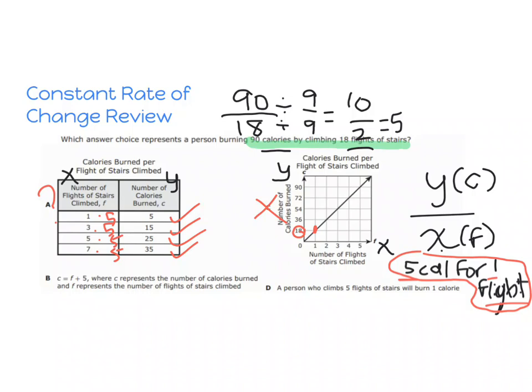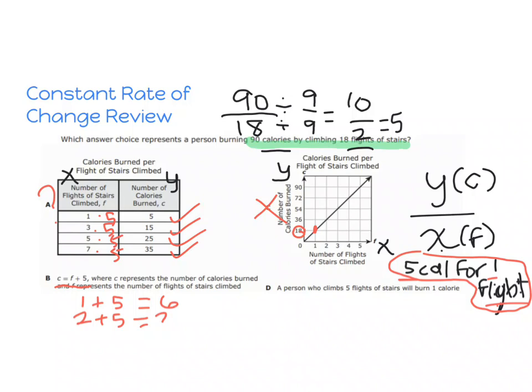In our answer choice B, it says C equals F plus 5. Well, that means for every one flight, I should add 5 calories, and I would add 5 to it, and I would get the number of calories. So for 2 flights, 2 plus 5 would be 7. And we know that's not right either, because for every one flight, it's going up 5. So by 2 flights, I should already be at 10. This is not an additive process that we're talking about.